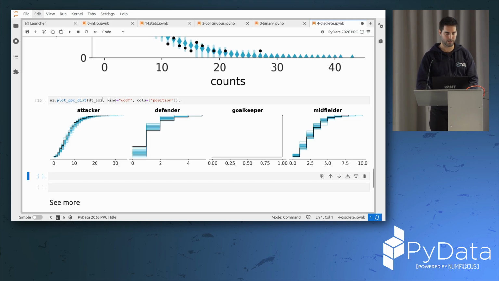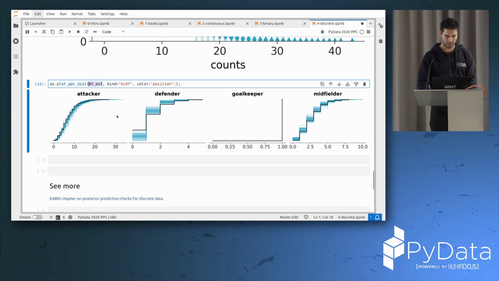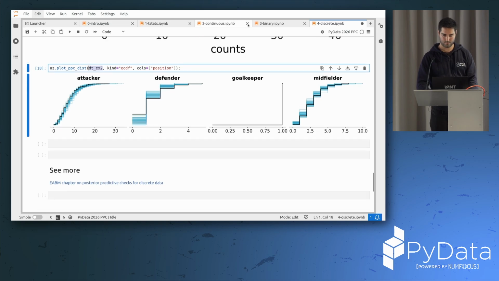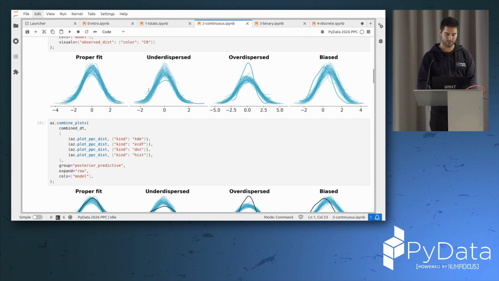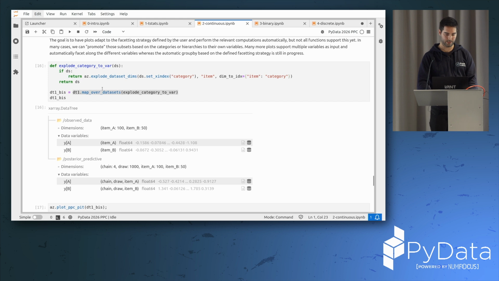And we can, for instance, have it here. The exploding of things, yes.